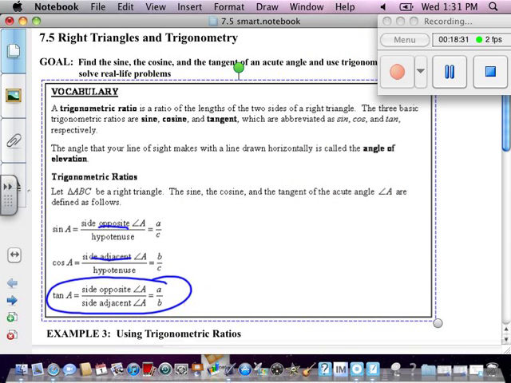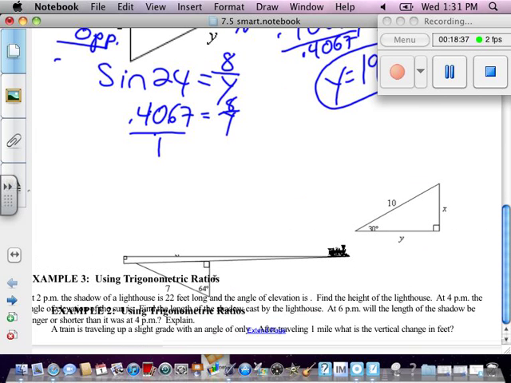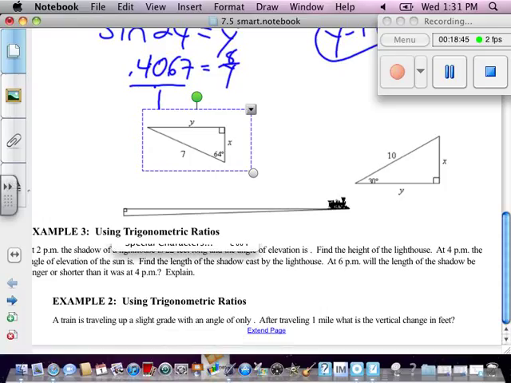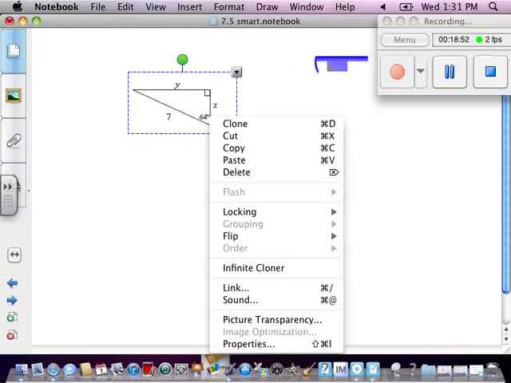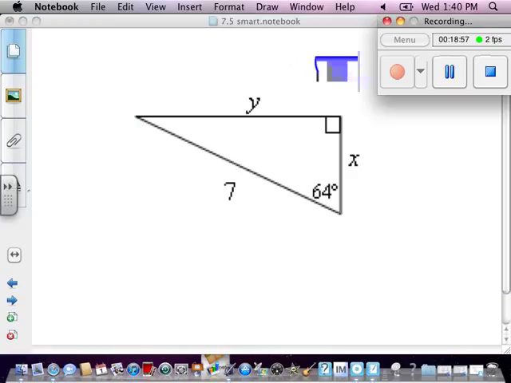The next one is... try this one. We're going to record this. We're looking at 64. We want to find x and y. Now your homework, ladies and gentlemen, is going to be easier because it's almost all tangent. There's very little sine and cosine.